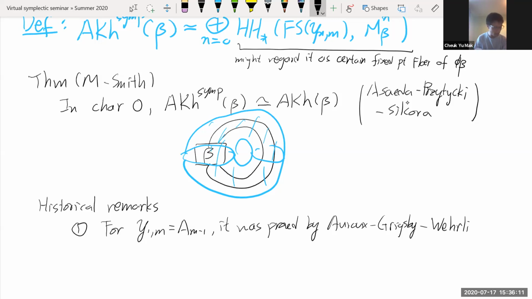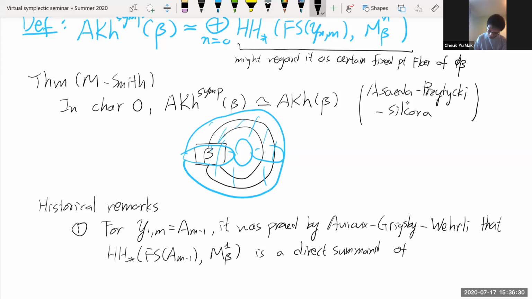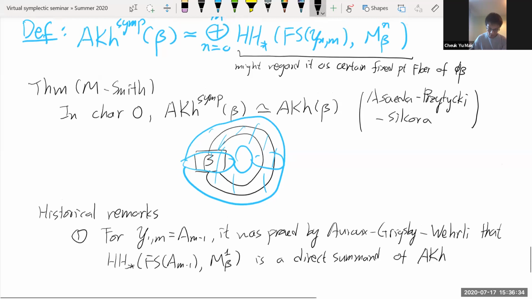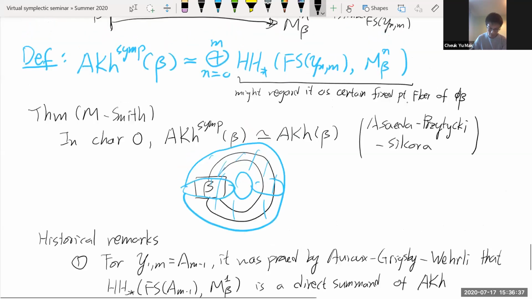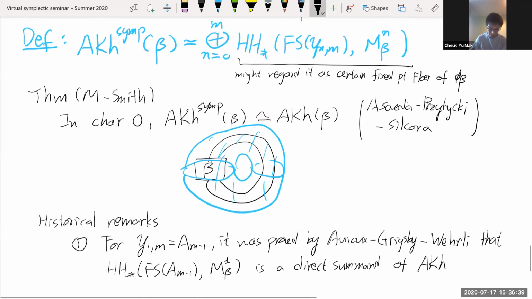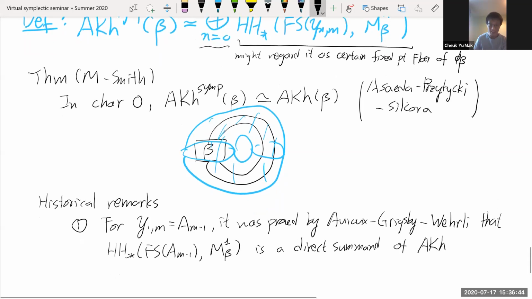It's proved by them that the Hochschild homology of the Fukaya-Seidel category with the corresponding bimodule is a direct summand of the annular Khovanov homology. So this is the first piece, or maybe the second piece of this. So the first piece is n equals 0. It's the trivial piece.